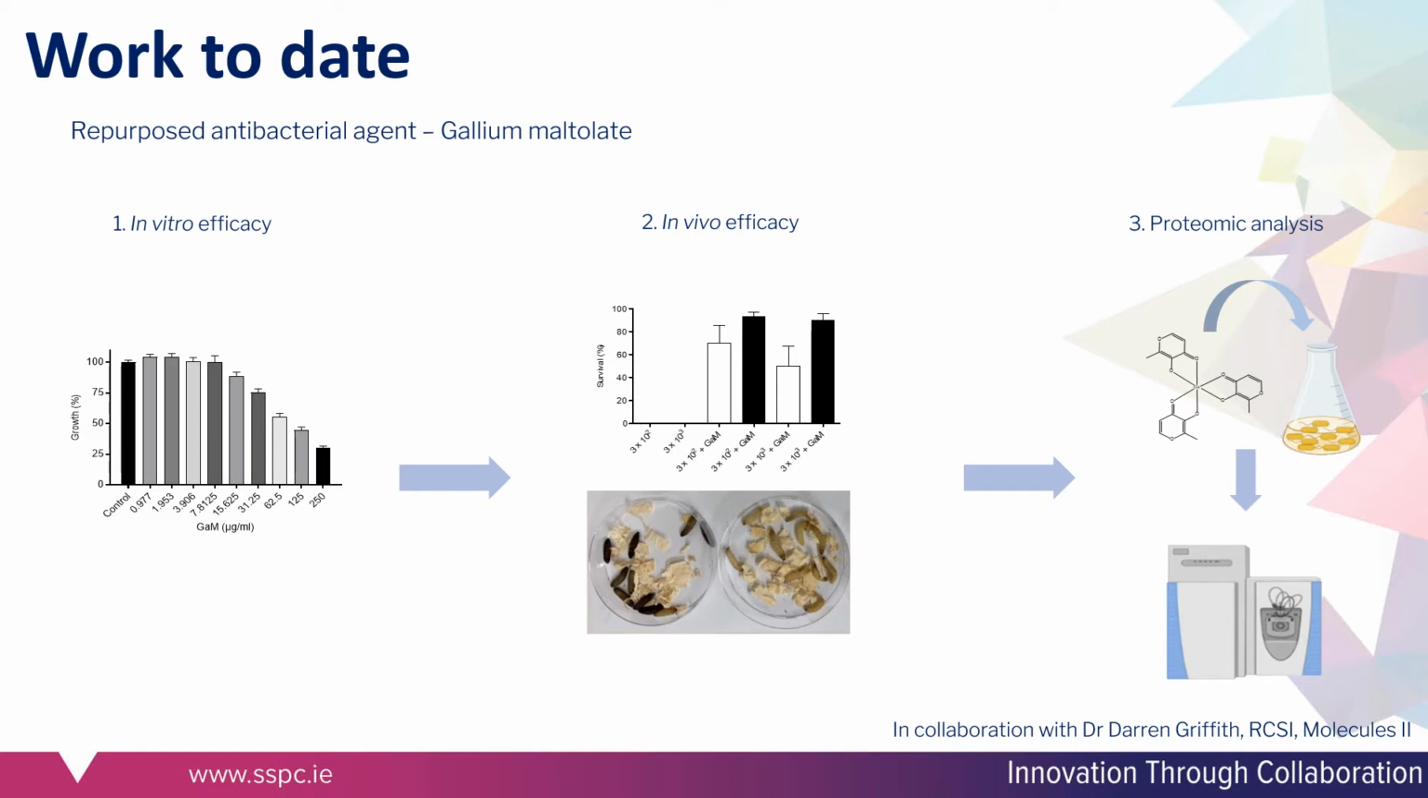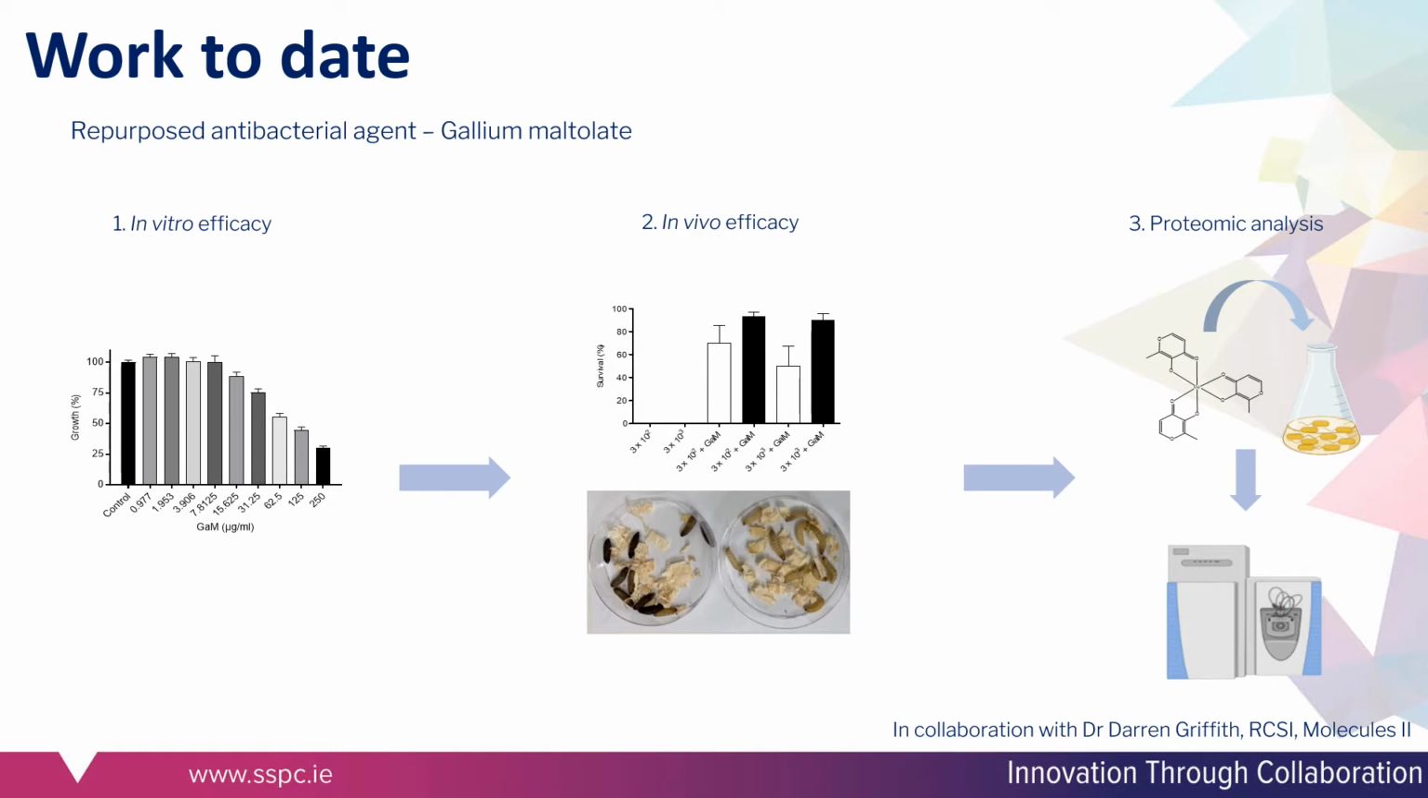Gallium is a semi-metallic element with structural similarities to iron. Because of this, it gets incorporated into cells in place of iron, thereby disrupting iron-dependent processes such as DNA synthesis and stress defense as examples. However, the exact modes of action remained unclear.